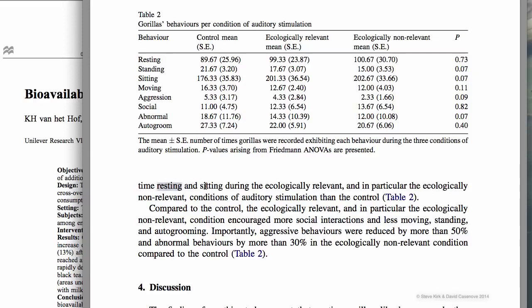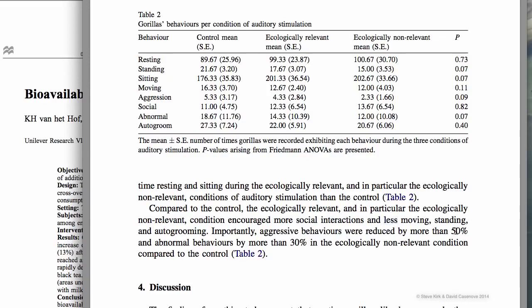So here's resting, here's sitting, here are the social interactions, moving, standing, auto-grooming, aggressive behavior, abnormal. Okay, so all 8 of these are mentioned. In the table, you can see the details of the particular numbers, but in the sentences, they just explain, for example, that these conditions encouraged more social interactions and less moving and standing.